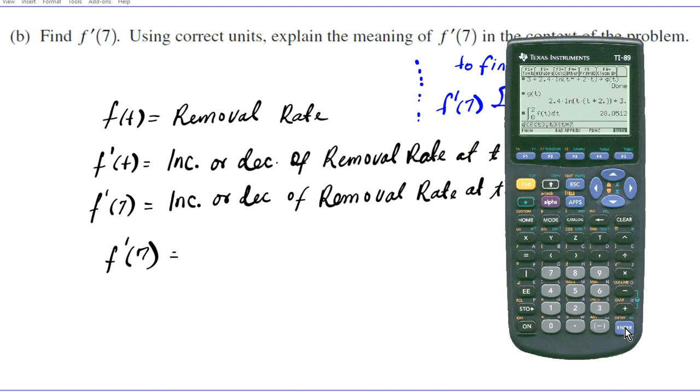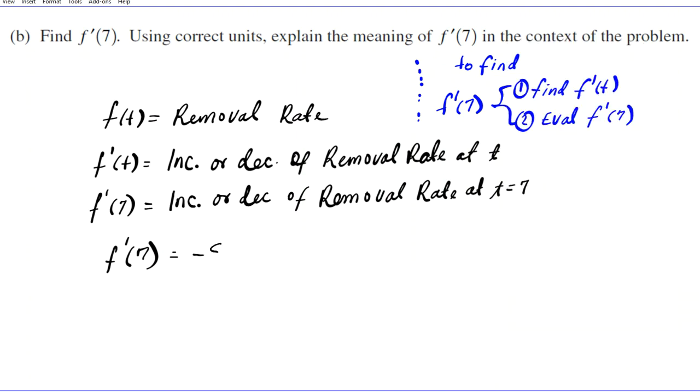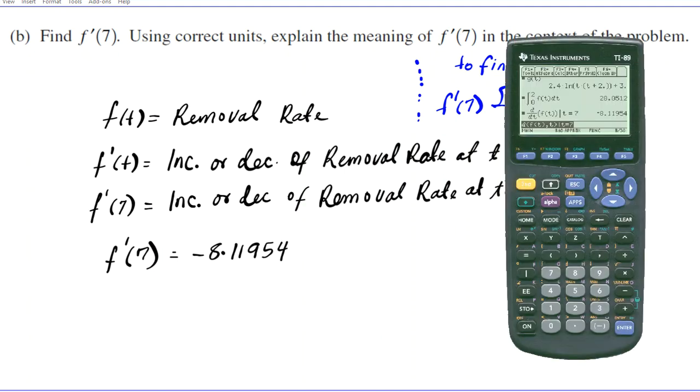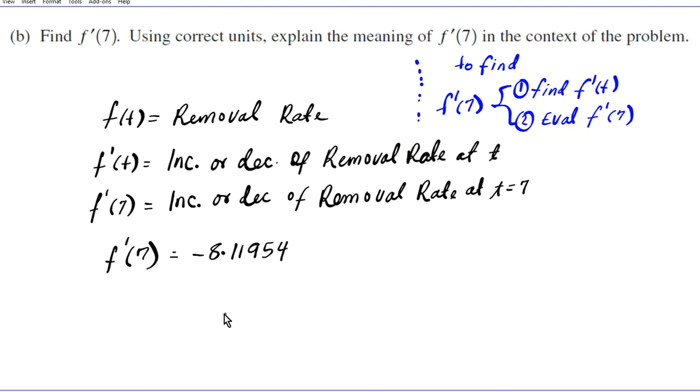And then just press enter, and you get negative 8.11954. Okay? So f prime of 7 is negative 8.11954, I think. Let me check again. 8.11954. Okay, good. So we have the answer, which is good. That gives us 1 point.